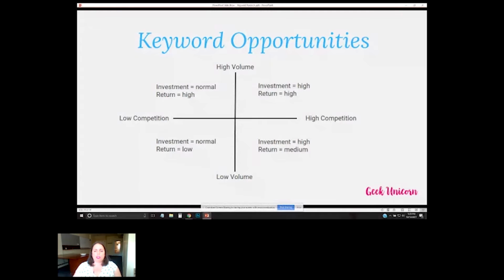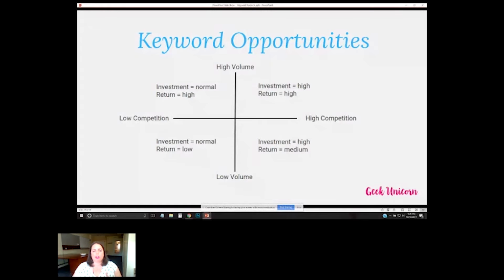So in the high competition, low volume, your investment again is high because you're likely paying for advertising space or for traffic gen. And the return would be more so like medium. It really depends on what the keyword is and how targeted it is. Sometimes when somebody is searching something that does have low volume, it's so specific that they're actually a warm lead. And because they're a warm lead, they're more likely to buy based on whoever they find, because they're really looking for that product or service.